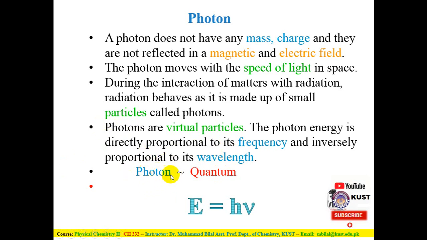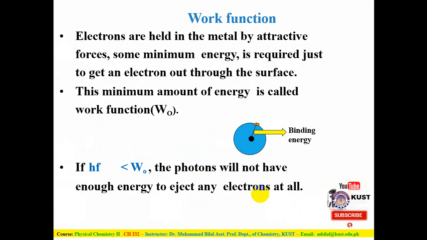Now what will be the energy of this photon? According to Einstein, its energy will be equal to hν. h is the Planck constant, which is 6.626 × 10^-34, and ν is the frequency of the particular radiation. Now we come back again to the photoelectric effect.